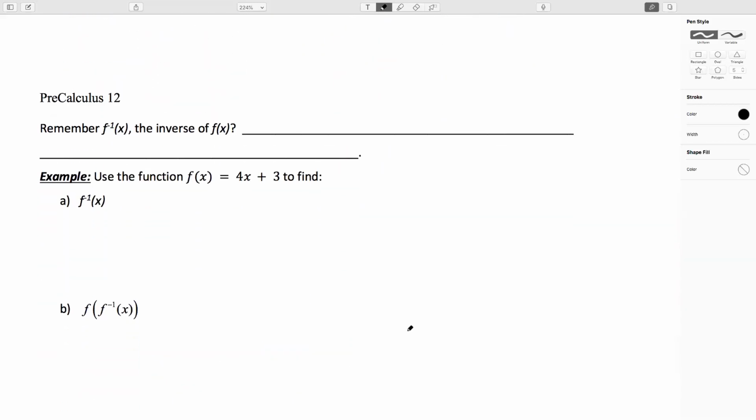All right, last thing in the notes today. And you can expect to see a problem like this in your unit assignment. This is another strategy for finding inverses. So remember f inverse of x, the inverse of f of x, what we did to find it was we swap x and y, then solve for y. So we're going to do that with two functions, and we're going to see what happens when we try to find the inverse. So f of x equals 4x plus 3.